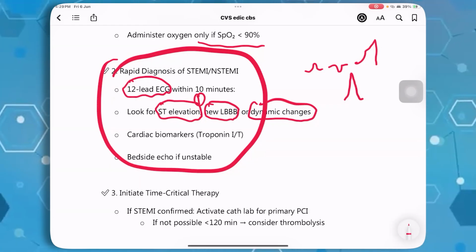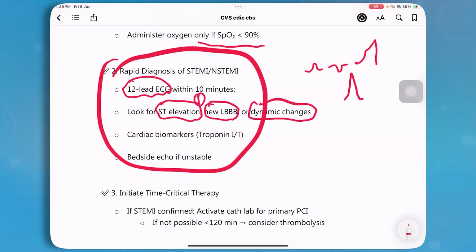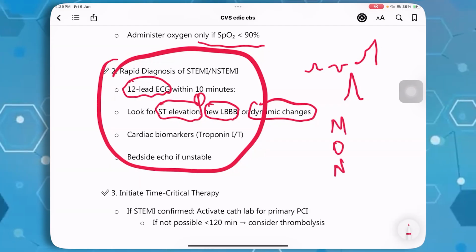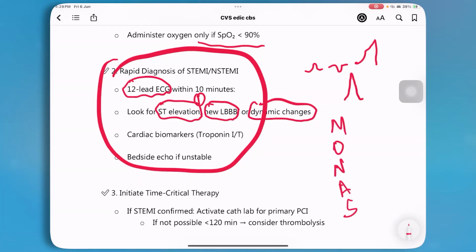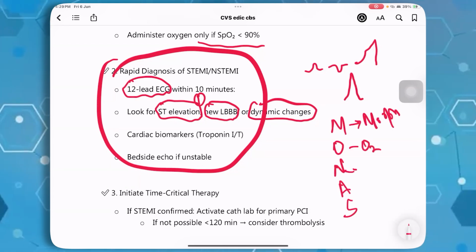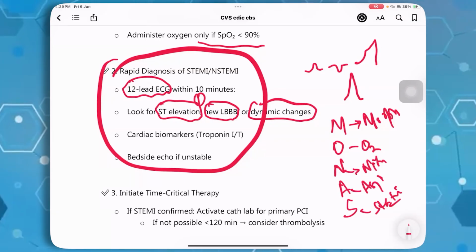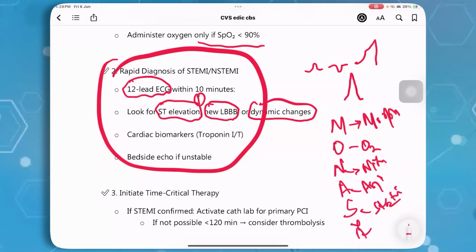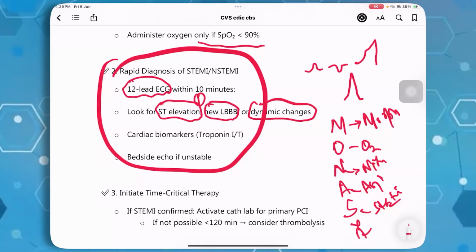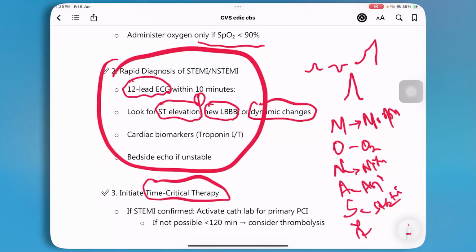Of course, analgesia is very important. Giving morphine is a good thing to do. Immediately give it. These are the few drugs that are expected from you to know. It is by the mnemonic of MONAS. So M is morphine, O is oxygen, N is nitrates, A is aspirin, and S is statins. So this is the bare minimum that you need to give, along with an anticoagulation, that is low molecular weight heparin. So these are the time critical therapies that should be given to the patient who has come to you with suspected myocardial infarction.